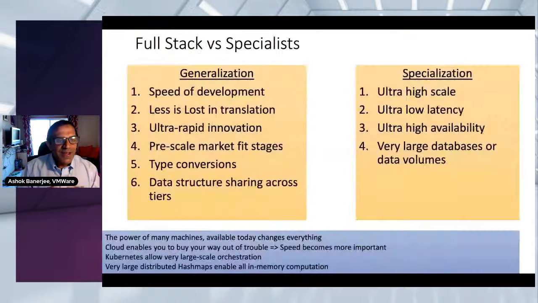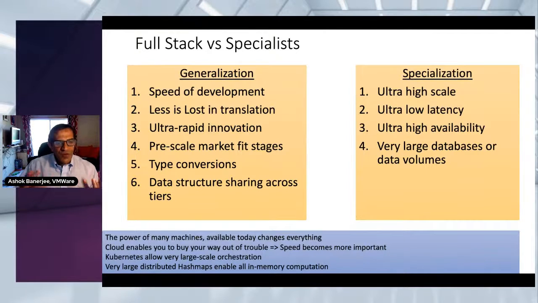Let's move to the next slide. There's a value in specialization where we get ultra high scale, ultra low latency, ultra high availability, enormous databases and very large volumes, which is all fantastic. And sometimes you need specialization and a PhD in that topic, which is much, much further along in the arc of a company. In the earliest stages, you need speed of development, time to market, less is lost in translation, an ultra rapid, tight loop of innovation with very little lost in translation. Pre-scale up, market fit stages, experimentation stages.